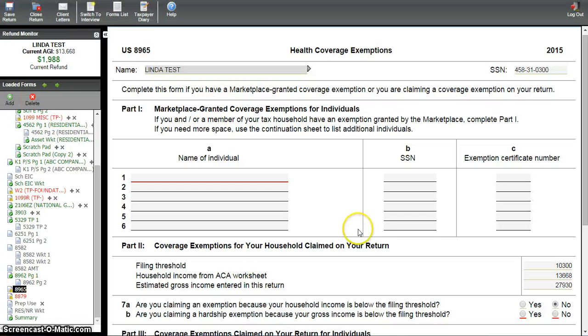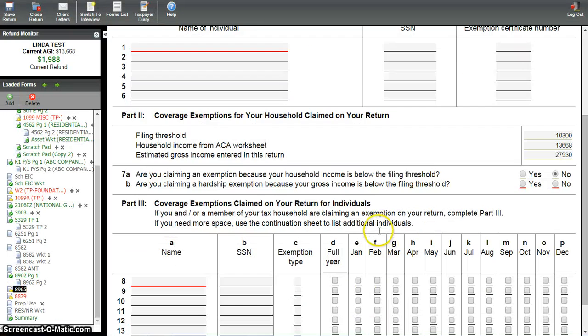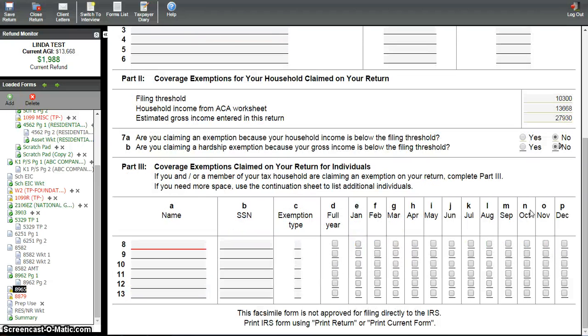We go to the 8965, and once again you'll see where TaxWise populates household income and gross income for you, so you can easily see whether your client might be eligible for one of these filing threshold exemptions. Ms. Test does not. She's applying for the short coverage exemption because she was without insurance for just the 2 months of June and July.